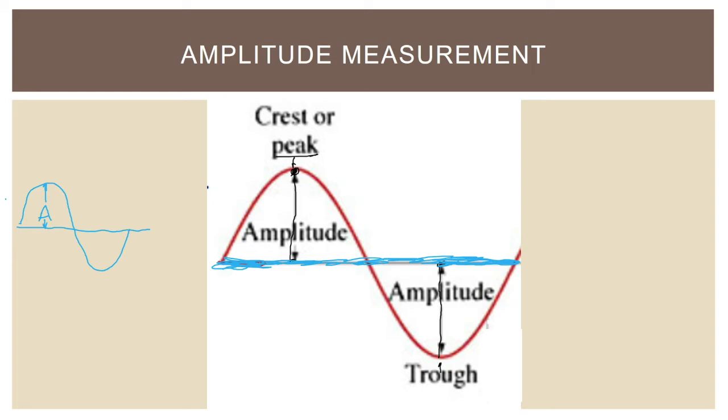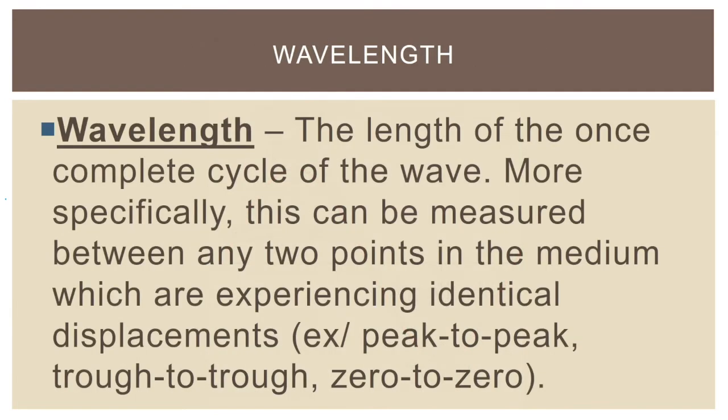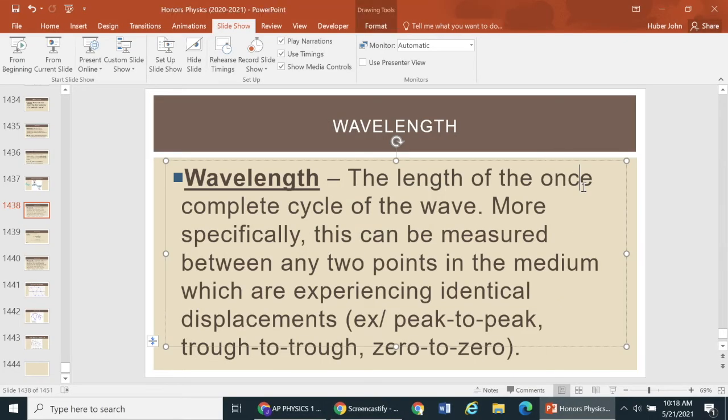Now, as I mentioned here at the top of the video, the two main features of a periodic wave that we want to talk about today are amplitude and wavelength. So let's take a look at wavelength. Wavelength, totally unsurprisingly, is the length of a wave. But it's not just the length of one wave. It's not just the length of the wave in general, I should say.